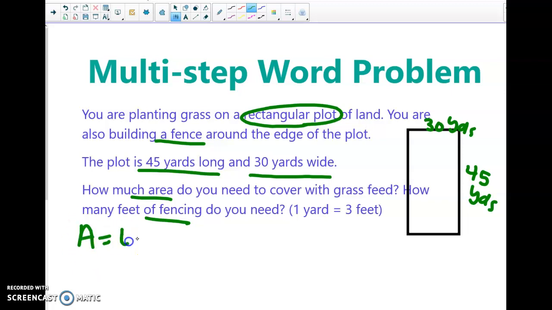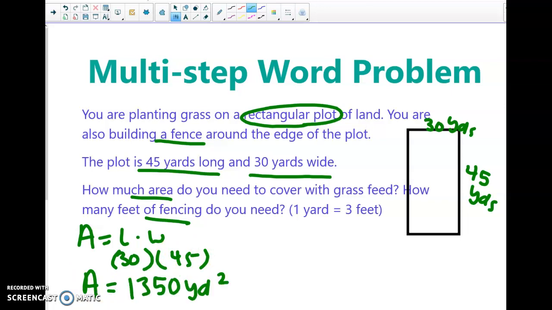Area is length times width. So 30 by 45. Go ahead and find out what the area is. If you said 1,350 yards squared, you are correct. Fencing. Fencing means perimeter. However, they throw in this thing here. How many feet of fencing? And they gave us it in terms of yards.